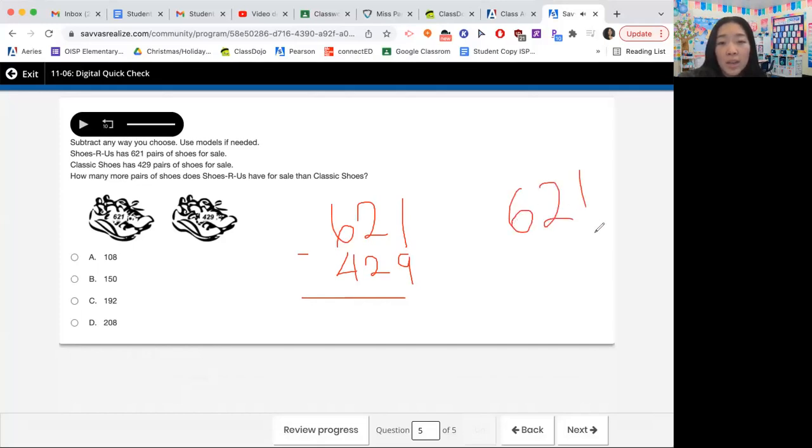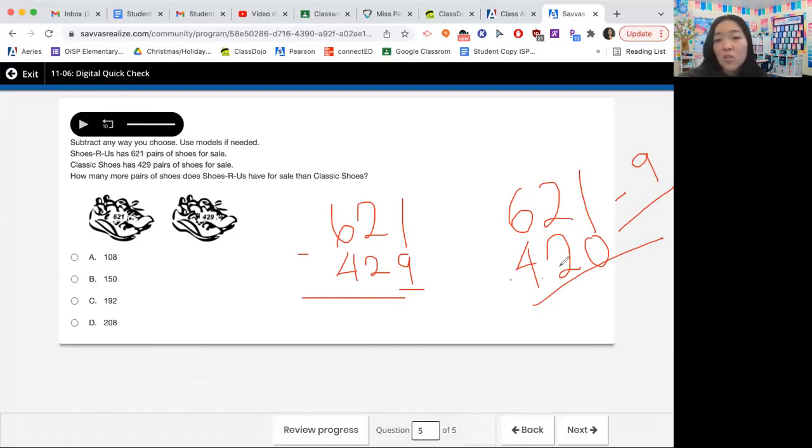So what I'm going to do is I am going to only change the ones place. So instead of that 9, I'm going to make it a 0. So I need to remember that I need to subtract 9 after this. So what is 621 minus 420? What's 1 minus 0? 1. Very good. What is 2 minus 2? 0. What is 6 minus 4? 2. Okay, am I done? Is that the final answer? No, what do you need to subtract? 201 minus 9.